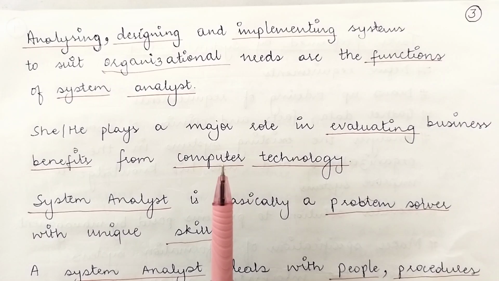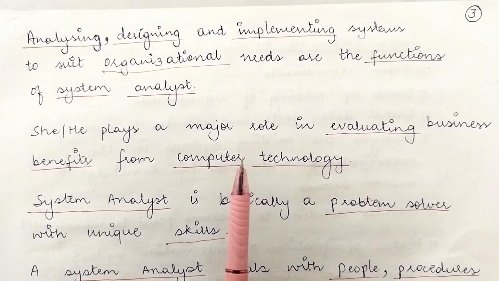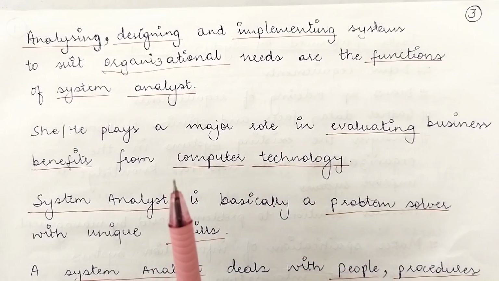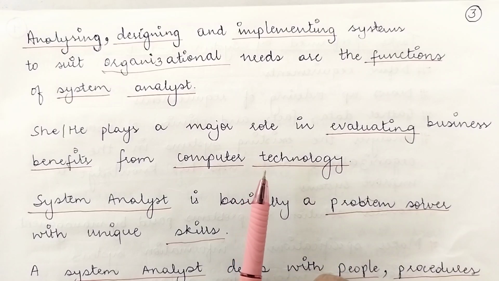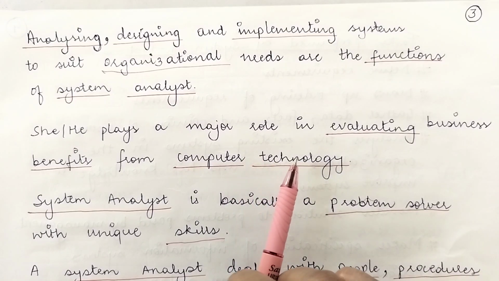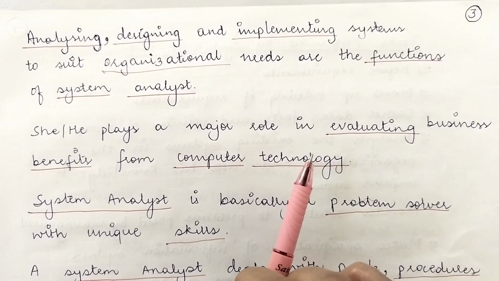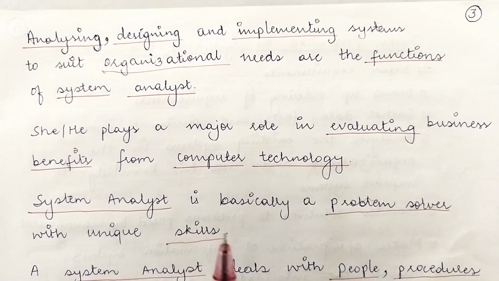Also, he would analyze whether the benefits that would be obtained after the implementation of this system would outweigh the cost of the system. It should not happen that the cost is more and benefits are less. So these are certain factors that the system analyst analyzes, and among them, the most important factor is evaluating the business benefits, that the benefits of the business must outweigh the cost of development of the computer technology or the cost of maintenance of the computer technology that the business or the organization would be using.